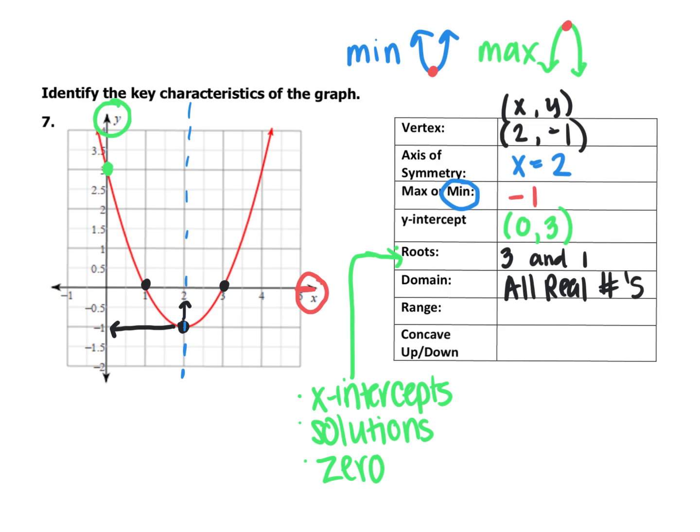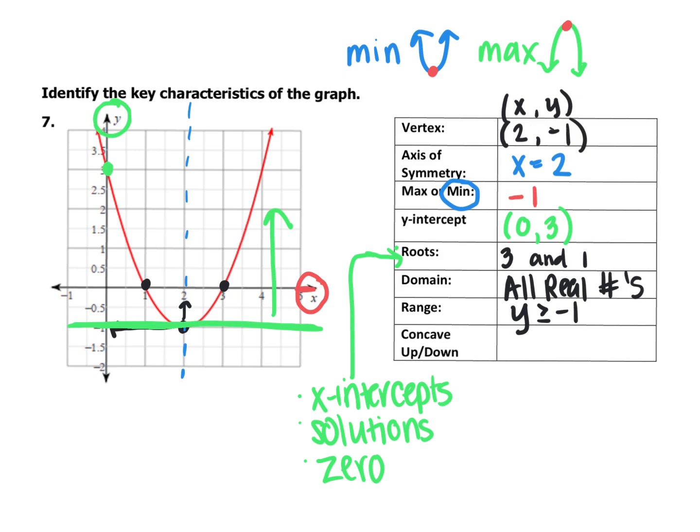The range talks about all the y values, all the y points on our graph. Well, there's lots of y values, so we have to say y, and we have to look to see where it cuts on our y. Well, we said here's our y value of negative 1. Our whole graph goes above that y value. So we're going to have to say y is greater than or equal to negative 1, meaning all the y values are greater than that negative 1 value.